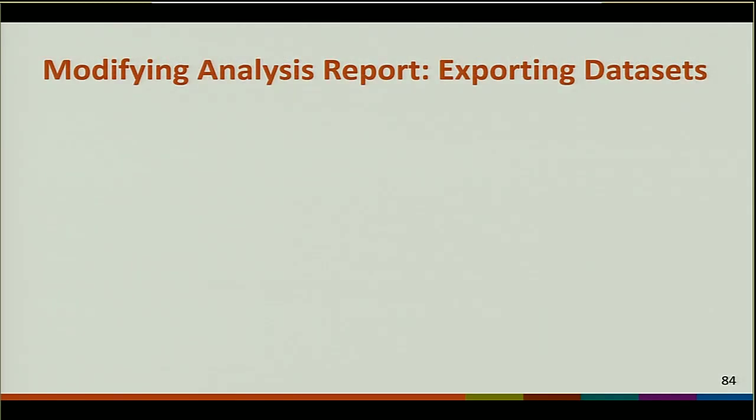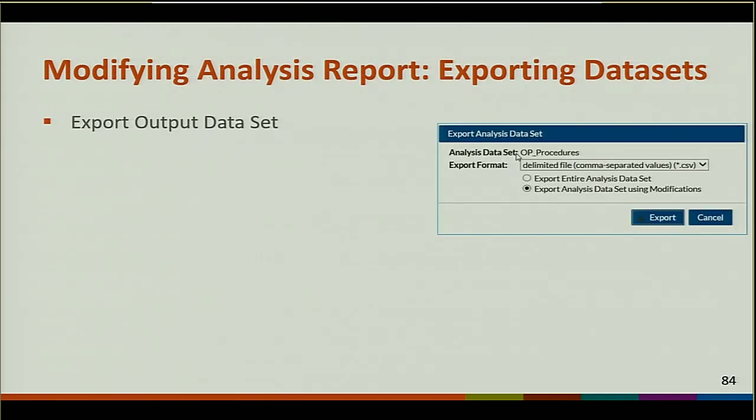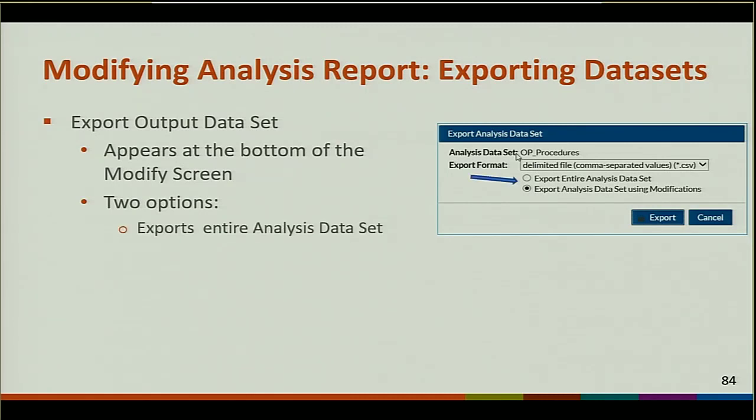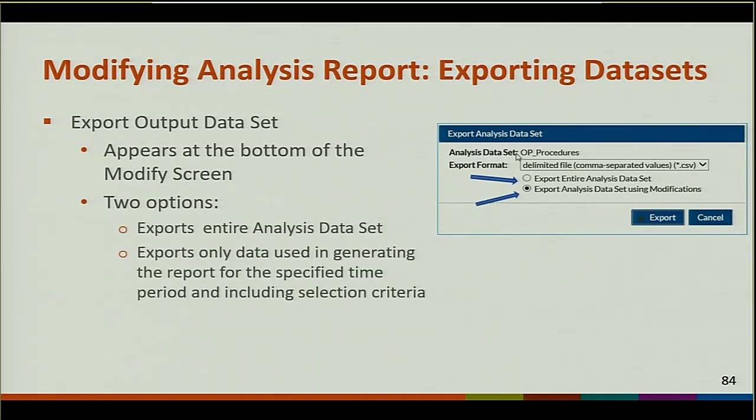The second option is if you select it here within the customized or the modified section of your analysis, to export the output data set. It appears at the bottom of the modified screen. This is going to present you with two options. One, to export your entire data set, or two, export the analysis data set using the modifications. So this will only export data used in generating the report for the specified time period and including selection criteria. So to export the data set that we just created and customized, we would select the second option, export analysis data using set modifications.